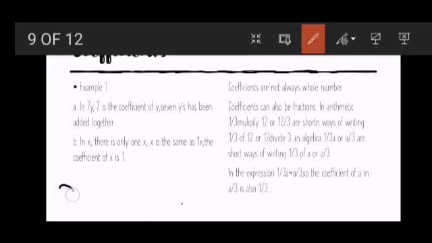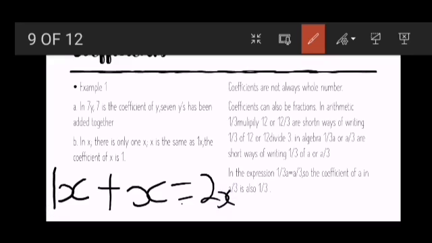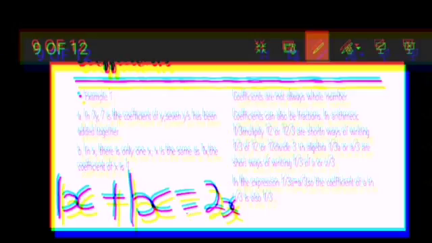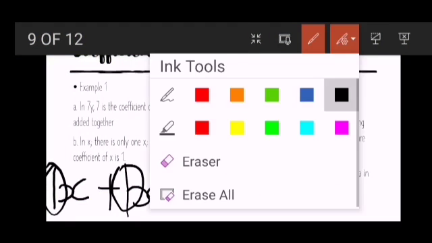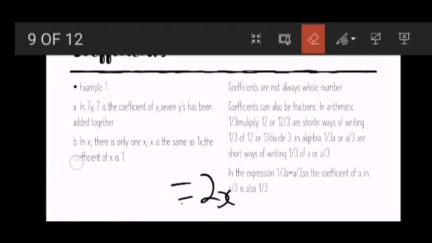So for example, if in math they give you x plus x, the answer is 2x, because 1x plus 1x equals 2x. If they give you x plus x, the answer is 2x, because there is one invisible 1 at the front, but no one can see it in mathematics.